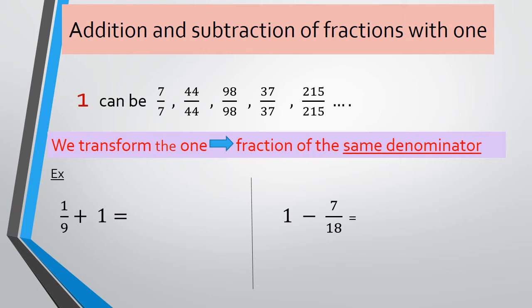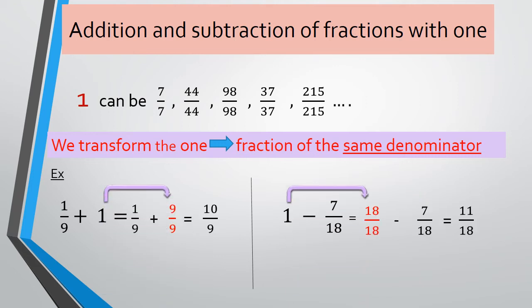So if we want to add 1 over 9 plus 1, first we must transform 1 into a fraction. So it will be 1 over 9 plus 9 over 9 equals 10 over 9. And in the second example, 1 transformed into 18 over 18 minus 7 over 18 equals 11 over 18.